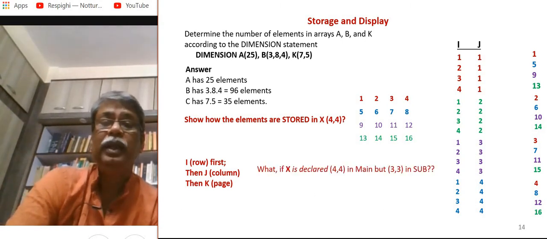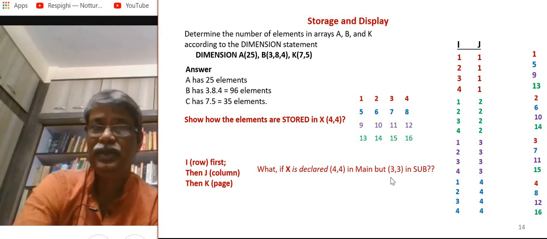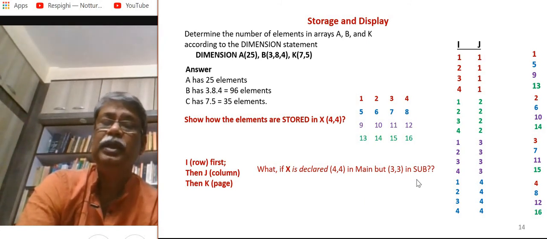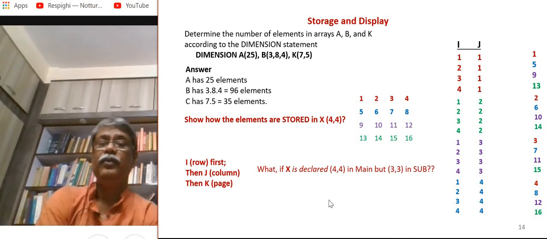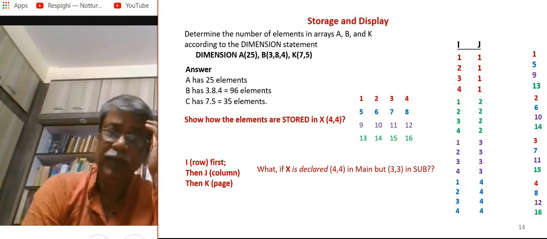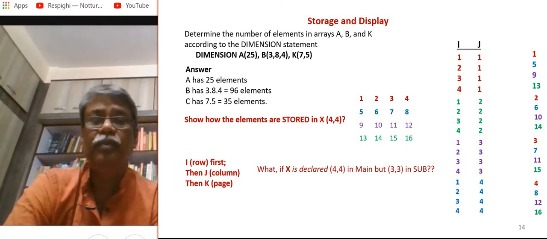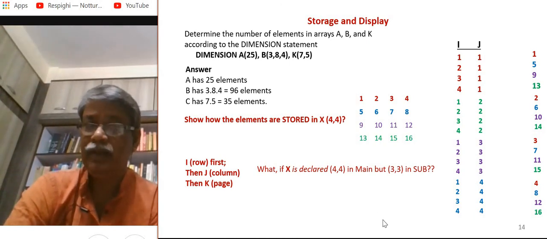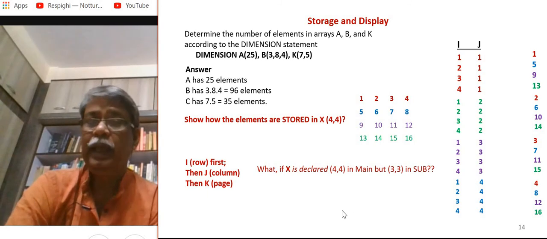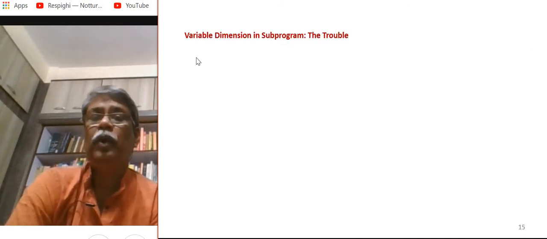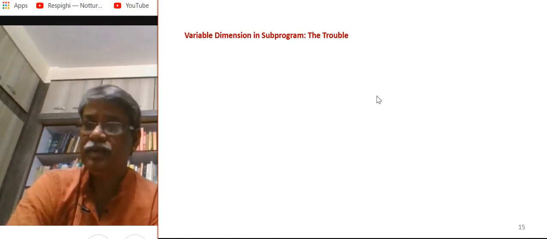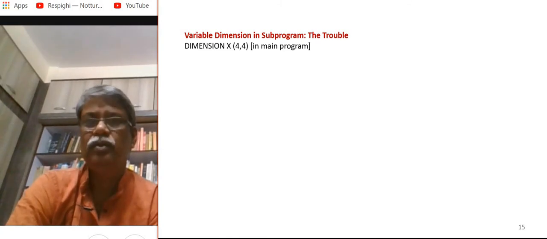Now, what if X is declared 4 by 4 in the main program, but 3 by 3, or something lesser than 4, in the subprogram? So that means I am talking about a variable dimension, right? So in the main it is declared 4 by 4, but in the subprogram it is declared as 3 by 3. Okay, but the arrays have a one-to-one correspondence. Then what happens? So I am talking about variable dimension in a subprogram, and the trouble. In principle it can be done, but the trouble is there. So let me discuss that.